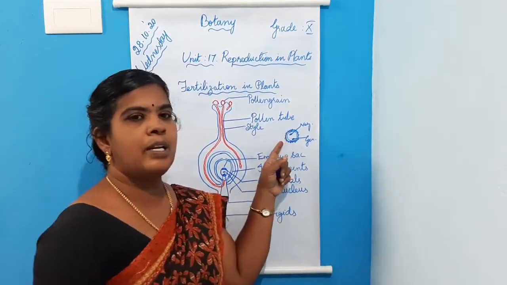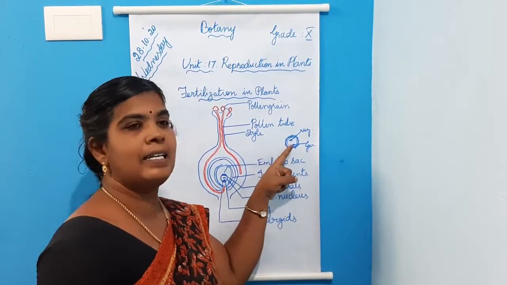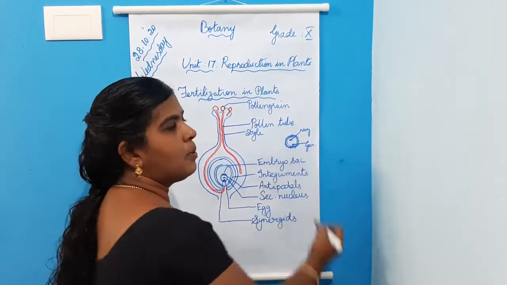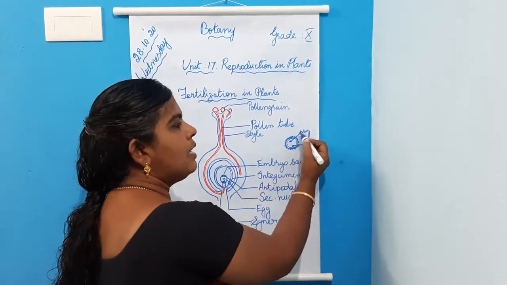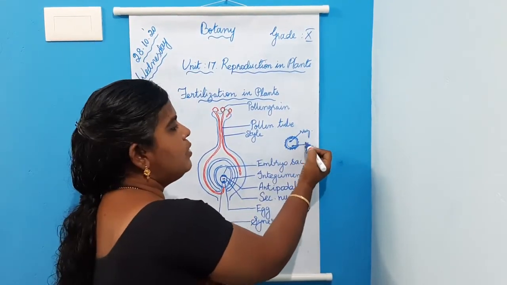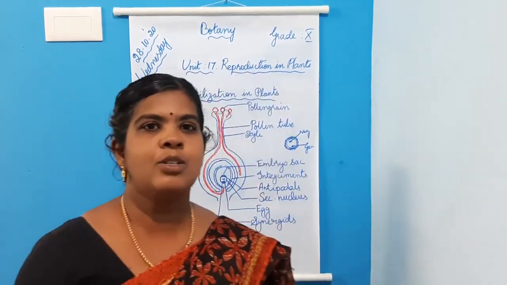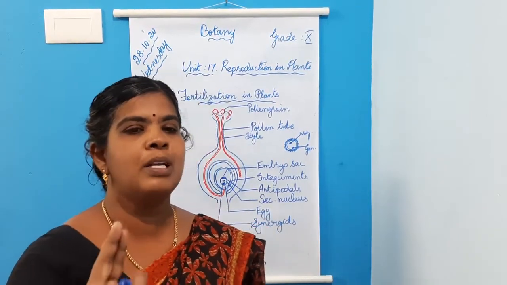The pollen grain consists of two layers: the outer exine, which is thick, and the inner intine, which is thin. And this outer exine is provided with a germ pore, isn't it, mom? So it encloses two nuclei, vegetative and generative nuclei. The generative nucleus divides and forms two male gametes, isn't it? So the pollen tube carries two male gametes.